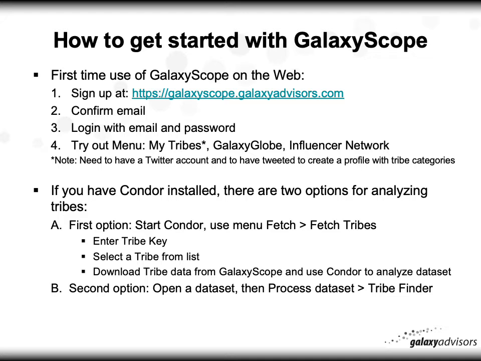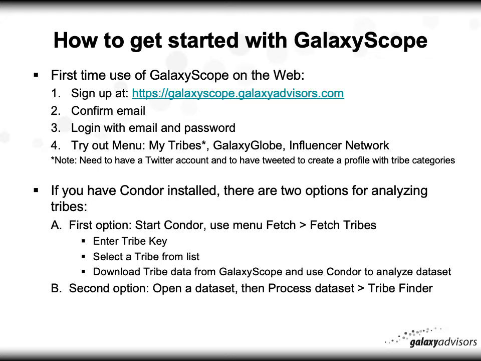GalaxyScope.galaxyadvisors.com. You basically do a simple registration. You're going to confirm your email. You're going to log in with your email and password and try out these 3 menus: My Tribes, Galaxy Globe, and Influencer Network. Now, it's important to know you need to have a Twitter account and to have tweeted to create a profile for yourself or others. Other people have to have a Twitter account and tweet in order to calculate those tribe characteristics. And for Condor, you have to have Condor installed and obtain a tribe key from Peter Glure to use this.